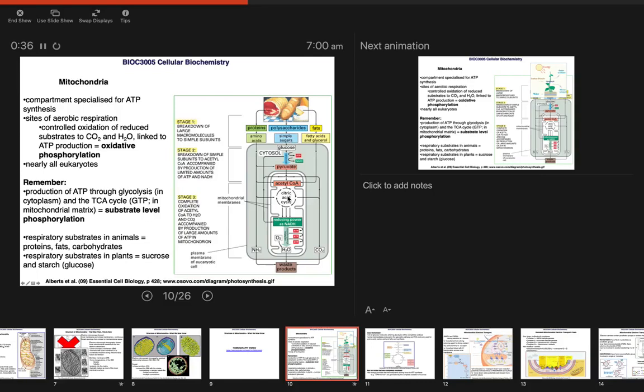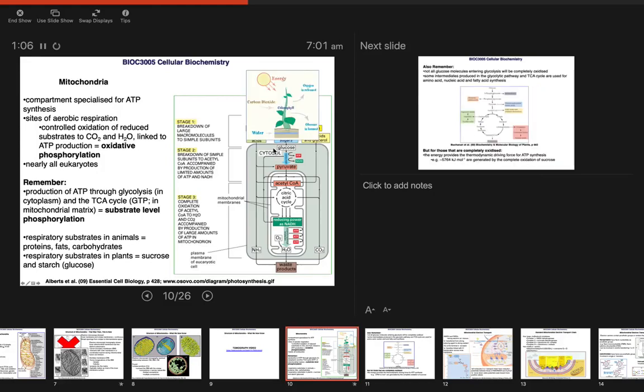So here we're talking so far just about substrate level phosphorylation. And then the outputs of the TCA cycle and glycolysis can be used in oxidative phosphorylation to generate water and also ATP. Okay. In the case of plants, then we're talking about the respiratory substrates being sucrose and also starch, which of course is glucose molecules linked together.